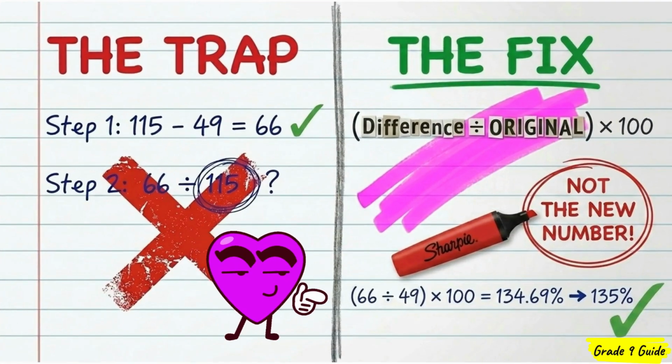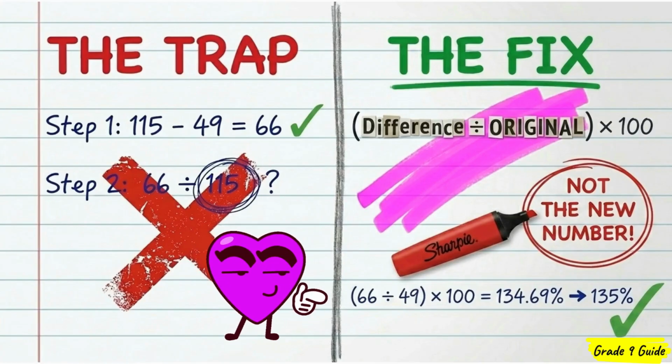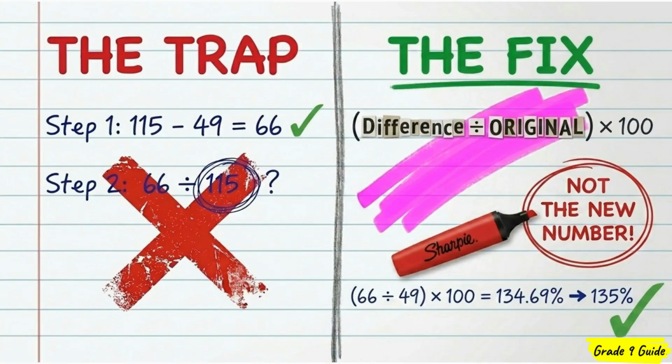Here is the cheat code. Difference divided by original times 100. The original, the starting value, always. Find the absolute difference, ignore negatives for now, divide by where you started, multiply by 100, and round if the question asks you to. Locked in?